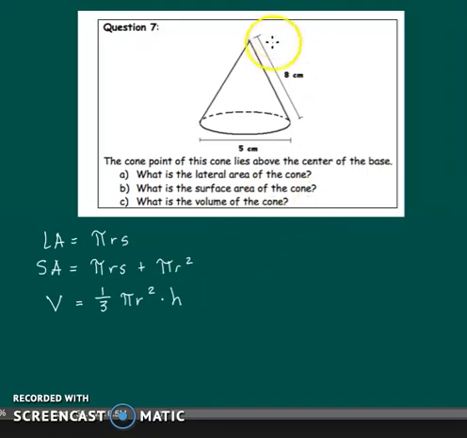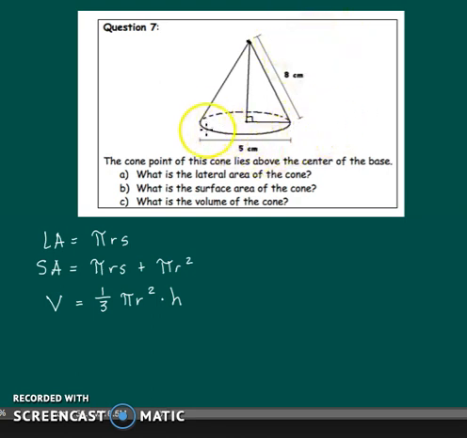The core point of this cone, which is this point right here at the very top, lies directly above the center of the base. So that means that if I draw a line from the center of the base to that point, it's going to be perpendicular to the base. And that means that I can draw a perfect right triangle from the center to the edge of the base and to the core point. And I've got a right angle here. And that's going to help me find some of the measurements that I need.